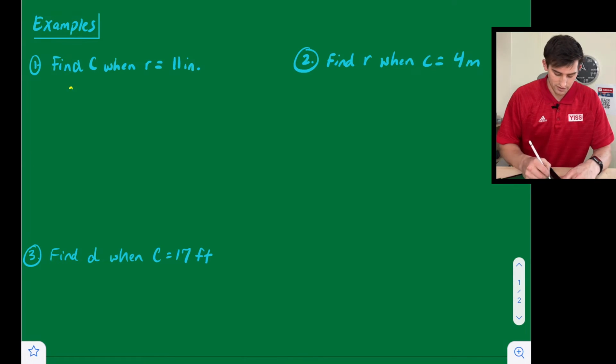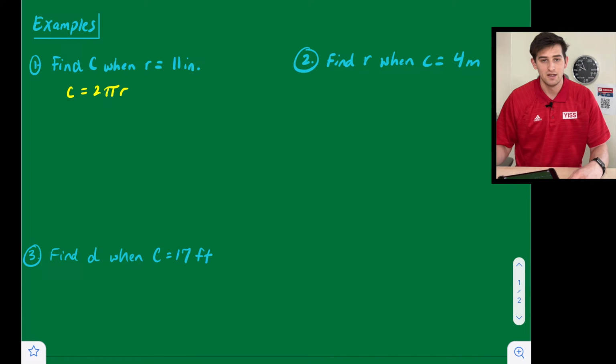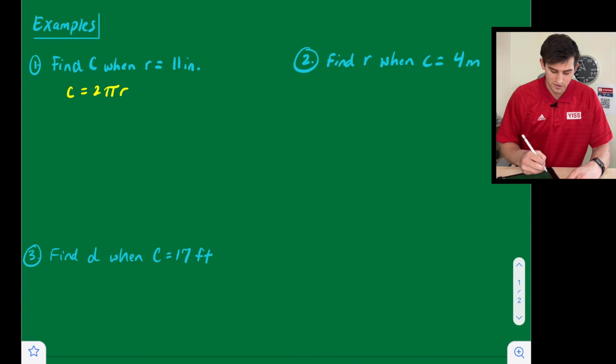So number 1 says we wanna find the circumference when the radius is equal to 11. So here we are given the radius. So we want to say c equals 2 pi r. We don't want to use pi times diameter here because we're given the radius. And now let's just plug in our information. So the circumference is equal to 2 pi times 11. And now I'm going to multiply 2 times 11 to get 22 pi.